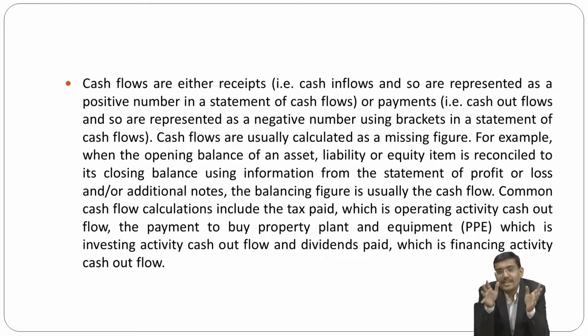The common cash flow calculations include the tax paid, which is an operating activity cash outflow, the payment to buy property, plant and equipment, that is PPE, which is an investing activity cash outflow, and dividends paid.